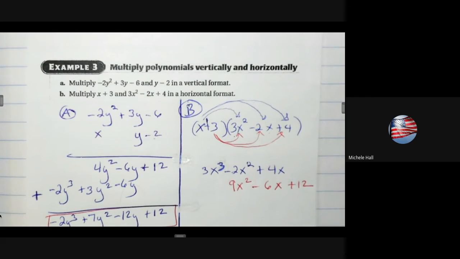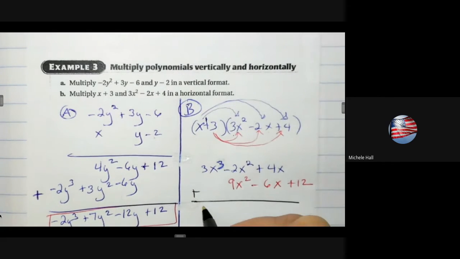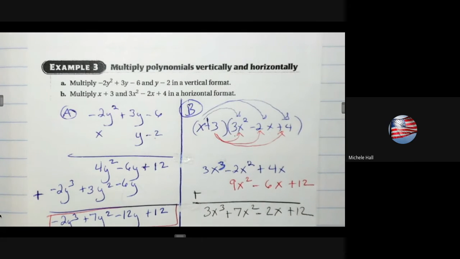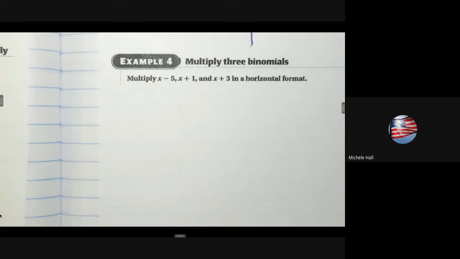Now I am ready to add them up. We have 3x cubed, our leading coefficient and degree. 9 minus 2 is a positive 7x squared. 4 minus 6 is going to be a negative 2x, and then we have plus 12. Final answer.